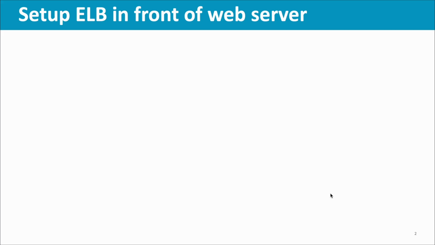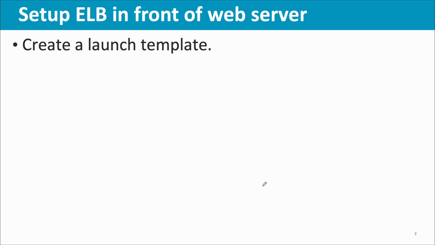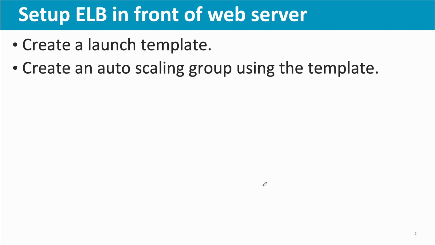In this hands-on exercise, there are a few steps. We'll quickly see which are the steps. First, we have to create a launch template where I will use the user data to set up a web server in that EC2. Then we will create an auto-scaling group using the template and we will keep the desired count of EC2s as 2 because we need to see how the ELB distributes the workload between multiple servers.